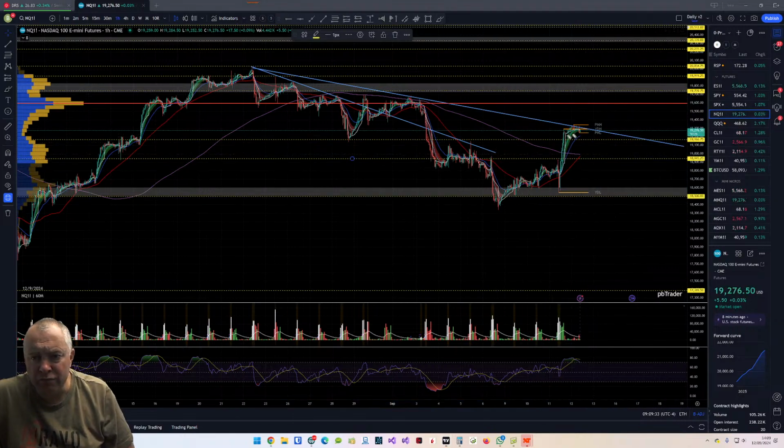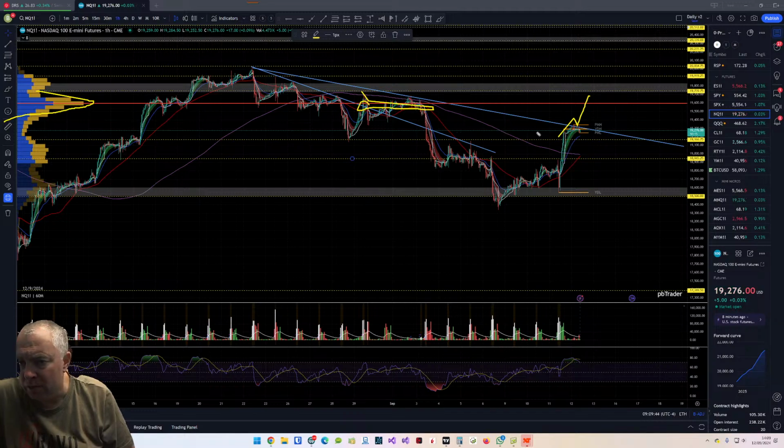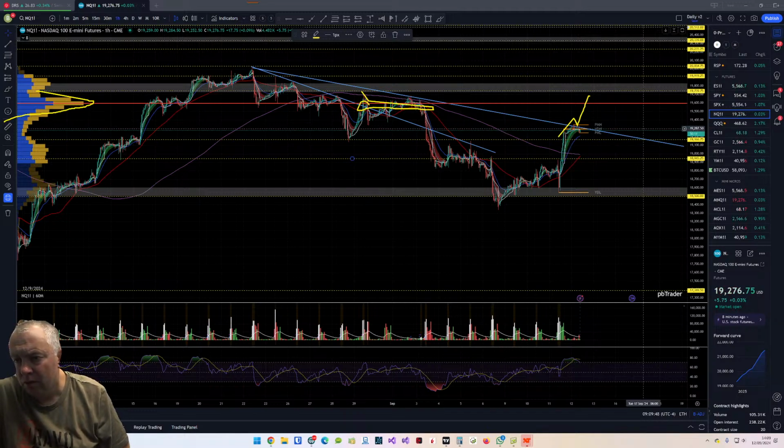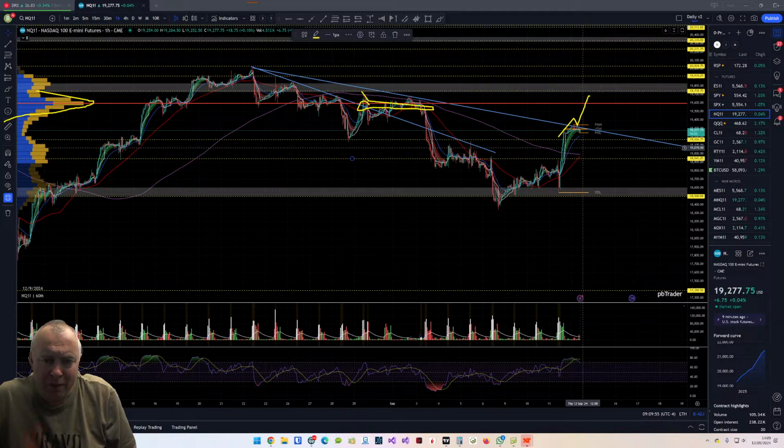I like the break and retest of pre-market high, long, into this area. This was an area of confidence. It's also the point of control where we've got the most amount of volume. So break and retest of 19,300, and where are we now? 19,350, that area there.